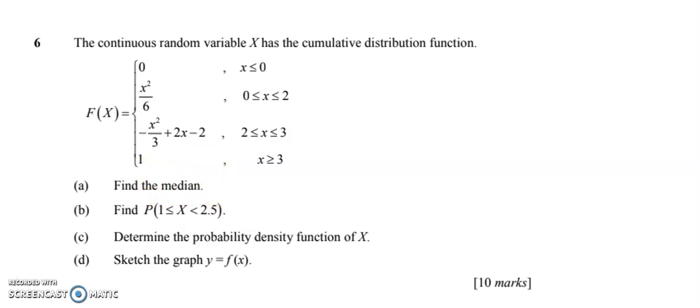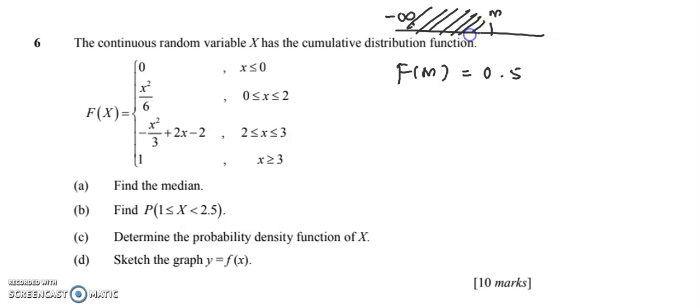Given that the median satisfies F(m) equals 0.5, meaning that we sum up all the probability from negative infinity up to m. This probability, the area under the curve, equals 0.5. Okay, so now we are going to use this formula to find our m, but we do not know whether m is located in the interval of 0 to 2 or 2 to 3. So we need to test.